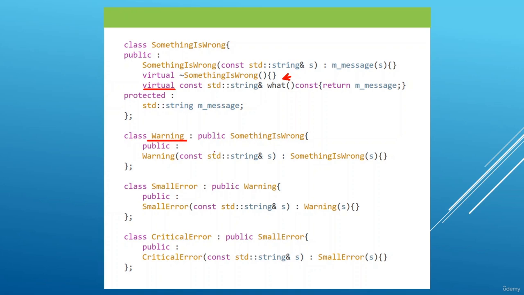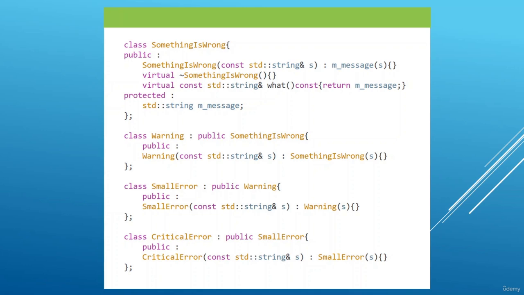For example, at the level of warning, we are going to make it append a little message saying that it is a yellow warning. At small error, we are going to add a string that says it is orange, and at critical error, we are going to make this red. Something we did in the last lecture, but we are going to resolve all these things polymorphically.